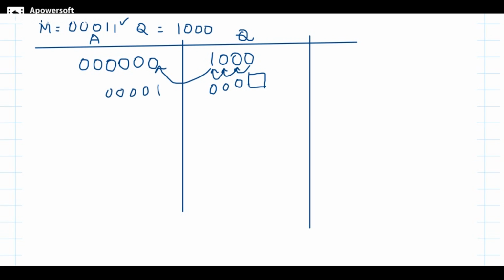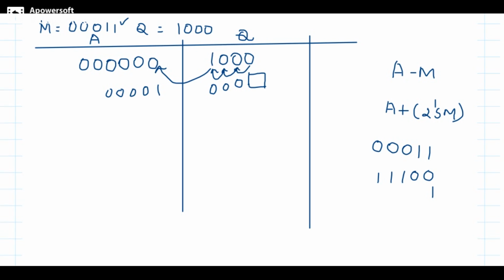Now after that we have to perform A minus M, which is equivalent to A plus 2's complement of M. For that I'll take M as it is, 0, 0, 0, 1, 1. I'll complement all the bits, 1, 1, 1, 0, 0, and add 1, so I'll get 1, 1, 1, 0, 1. So this has shifted left here.